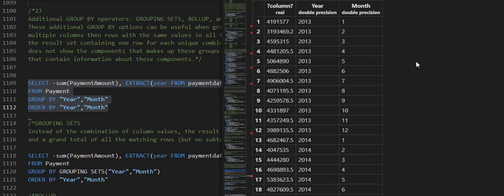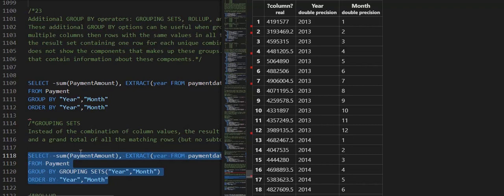However, I don't know what the total is for all of 2013. I also don't know what the total is for all Januaries or all Februaries and so on. So here I'm simply getting all the rows from the payments table aggregated together based on a unique combination of both the year and the month column, but I don't get information about the different components. So I can use grouping sets, rollup, and cube to get more information. So let's first look at grouping sets.